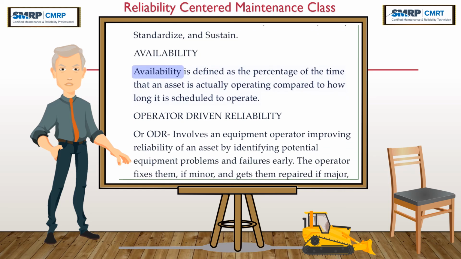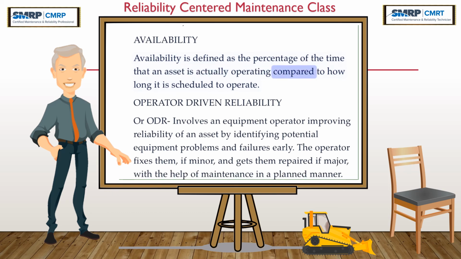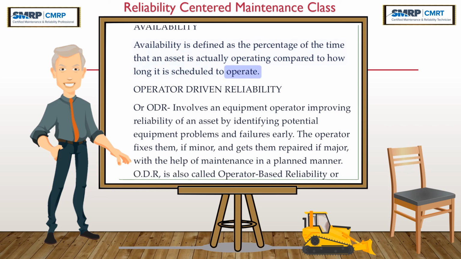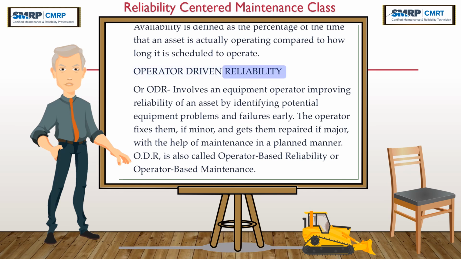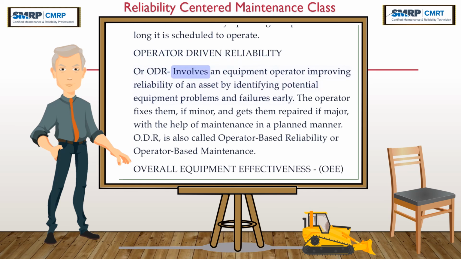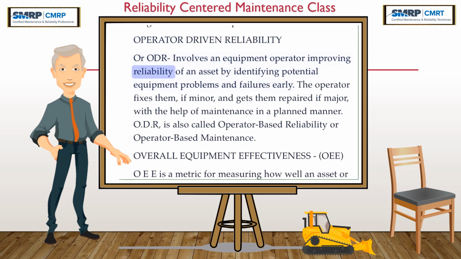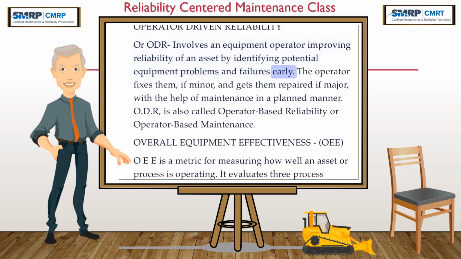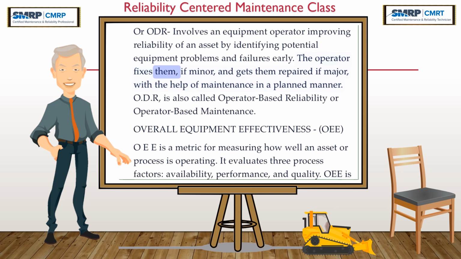Availability. Availability is defined as the percentage of the time that an asset is actually operating compared to how long it is scheduled to operate. Operator-driven reliability, or ODR, involves an equipment operator improving reliability of an asset by identifying potential equipment problems and failures early. The operator fixes them, if minor, and gets them repaired if major, with the help of maintenance in a planned manner. ODR is also called operator-based reliability or operator-based maintenance.